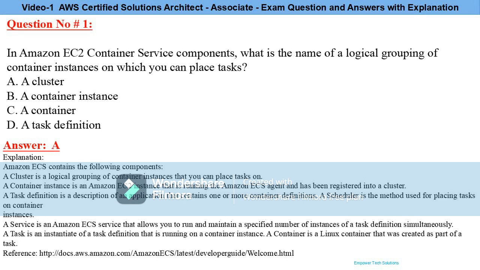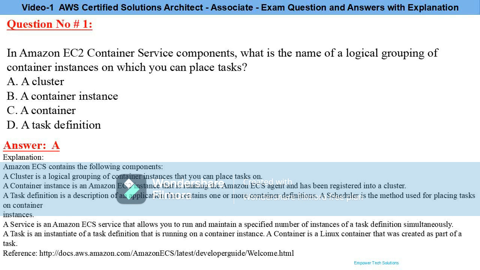For the first question, the answer is A, the cluster. Here in the explanation: Amazon EC2 Container Service contains the following components. A cluster is a logical group of container instances that you can place tasks on. Also a container instance.